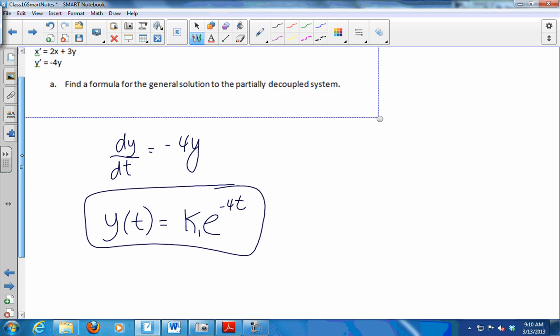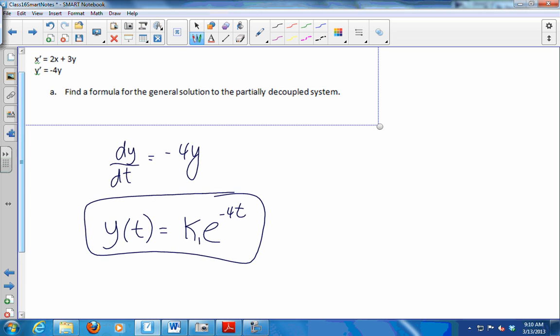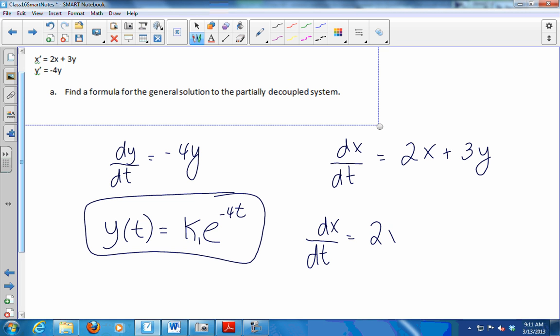Now I need to find a general solution for x. So I've got dx/dt, which is 2x plus 3y. But now I have a formula for y, so I can put that in here. So dx/dt is equal to 2x plus 3 times k1 e to the negative 4t.